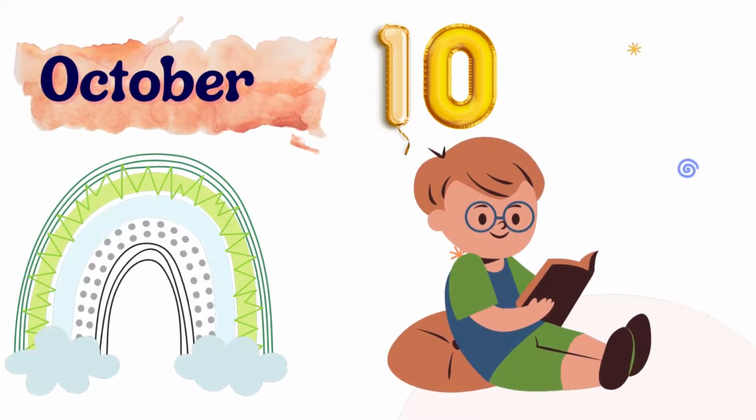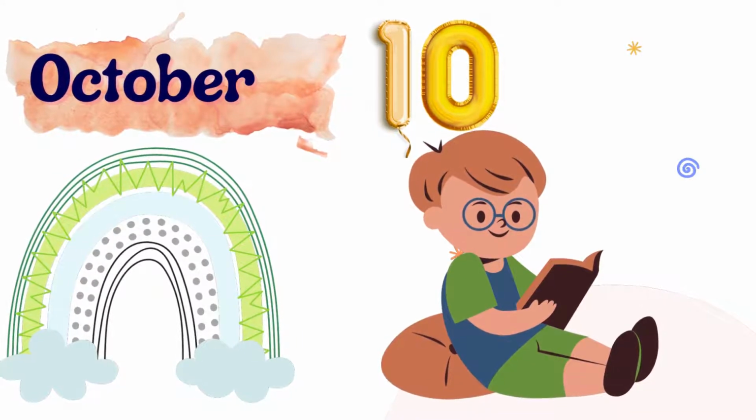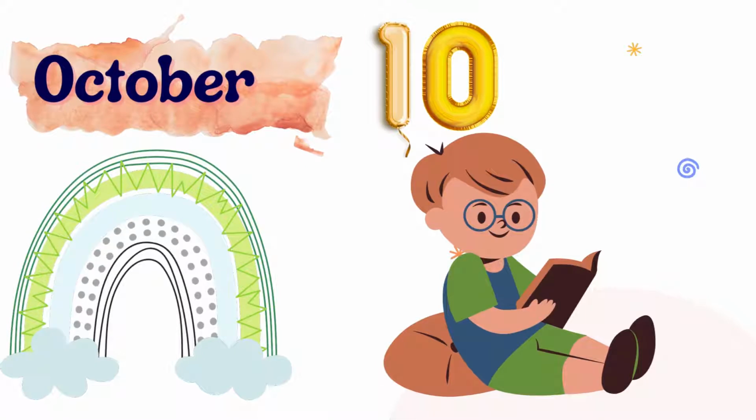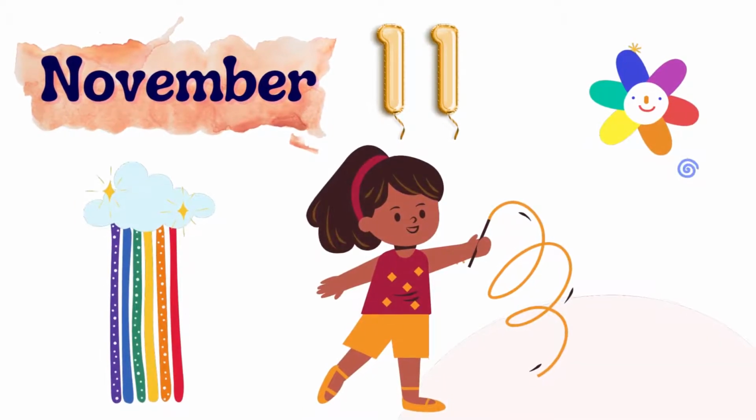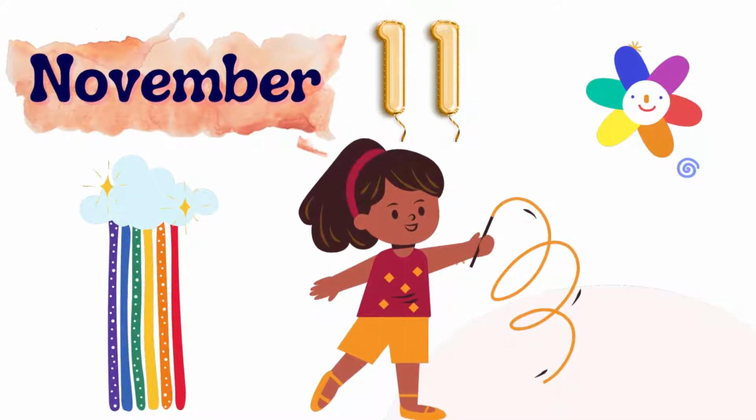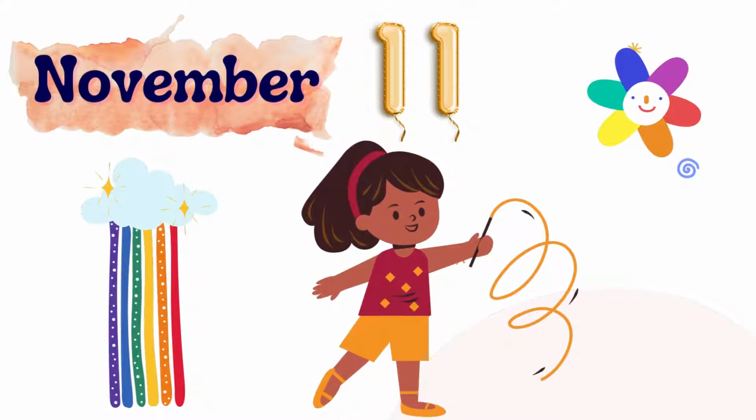Next, the 10th month of a year is October. Say with me, October. O-C-T-O-B-E-R. October. Well done. 11th month of a year, we call it November. Say with me, November. Well done. The spelling is N-O-V-E-M-B-E-R. November. Well done.